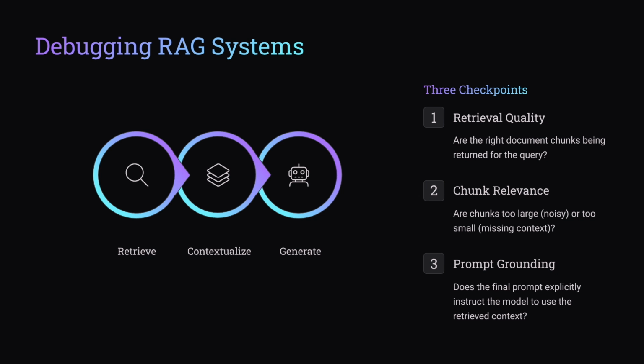Now, specifically for RAG, three checkpoints. Retrieval quality. Are we getting the right documents? Chunk relevance. Are chunks too big or too small? Prompt grounding. Is AI forced to use context? Example: if retrieval fails, everything after that fails. So always debug step by step.